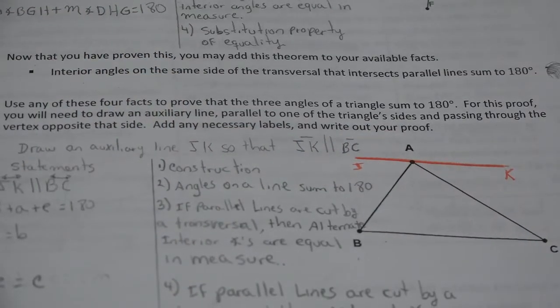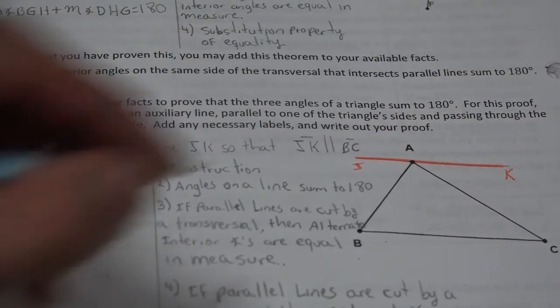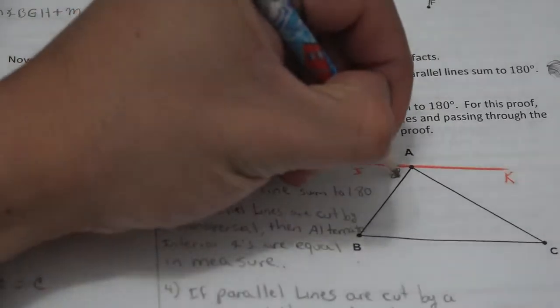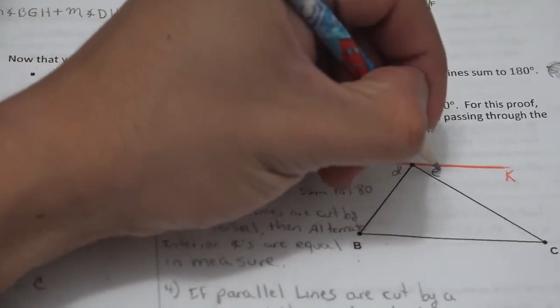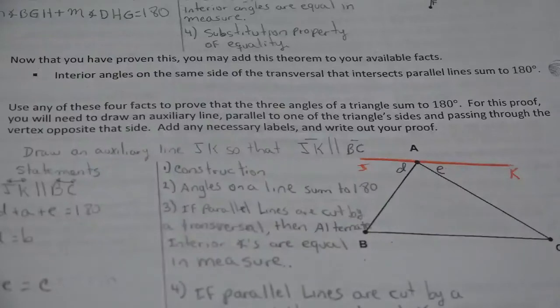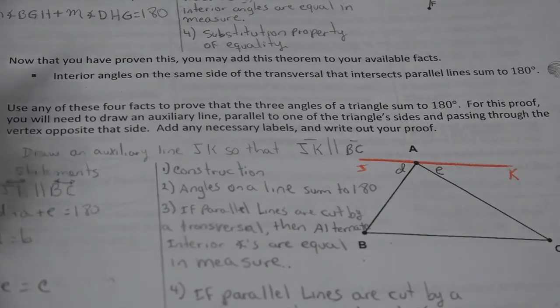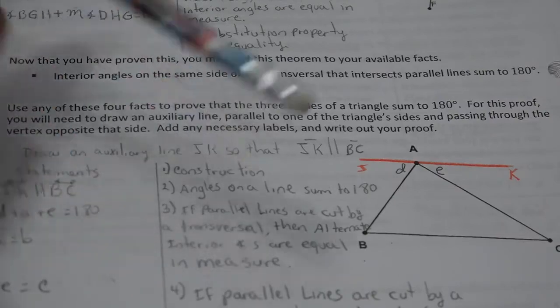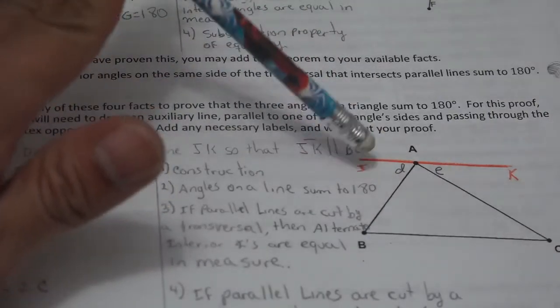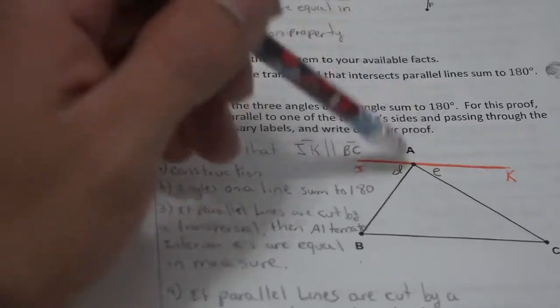Okay, so what I'm going to do is the following. I am going to call this angle D, and I'm going to call this angle E. Okay? All right, perfect then. And don't ever forget that. So now I have this.